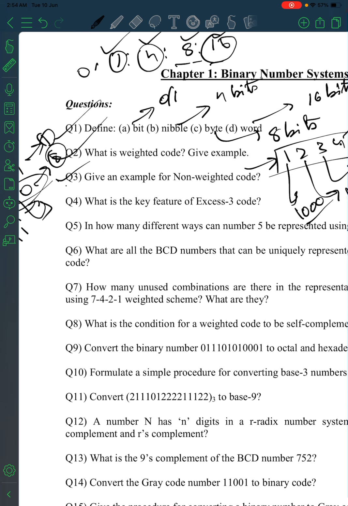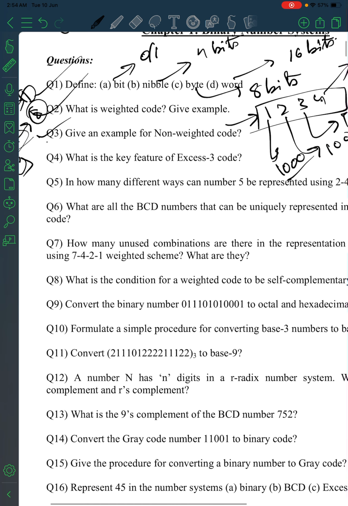That is some kind of encoding. It is used in some kind of encoding, that is XS3. Yeah, the next question is XS3. So what is the key feature of an XS3?